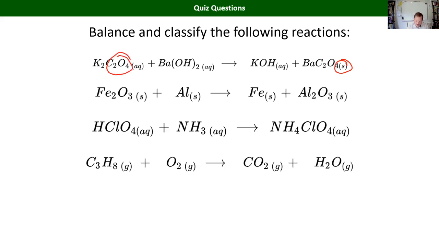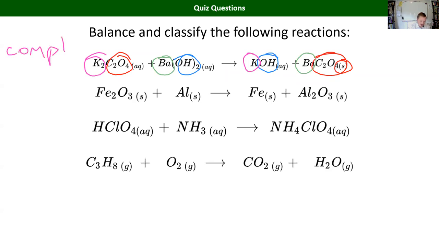You have oxalate here, we're making oxalate on the other side. We have hydroxide and hydroxide. We have barium with a 2+ and barium with a 2+. You have potassium with a plus one and potassium with a plus one. So you can look on both sides and nothing is changing identity. There are no charges changing from left to right, which tells us it's not a redox reaction. So that's going to be one of those complexation or Lego reactions where we're just taking apart the pieces and putting them back together in a different way.